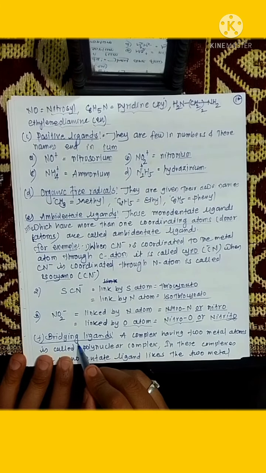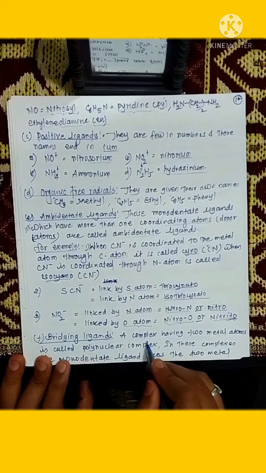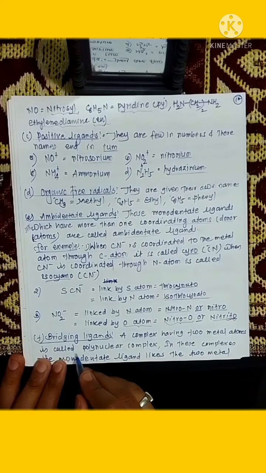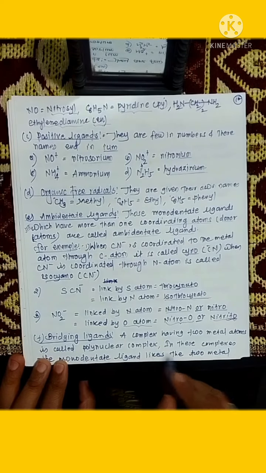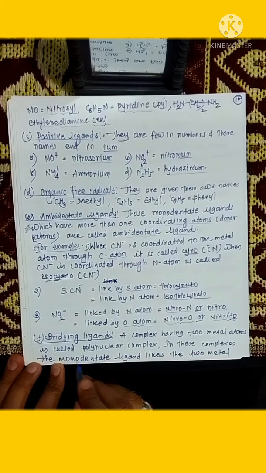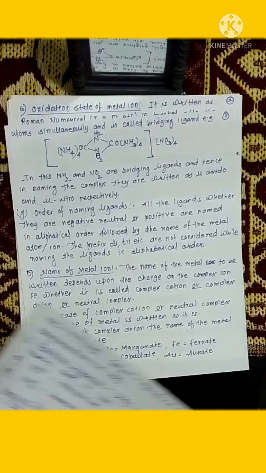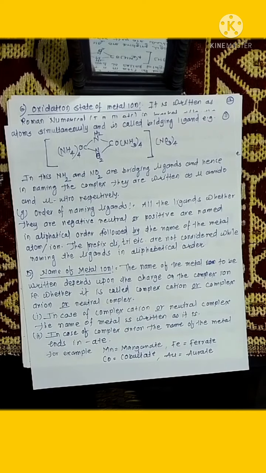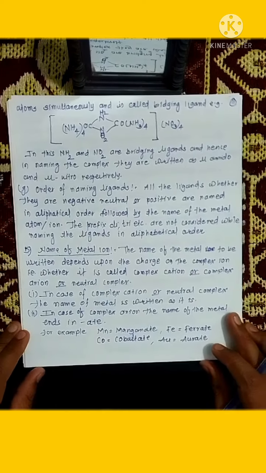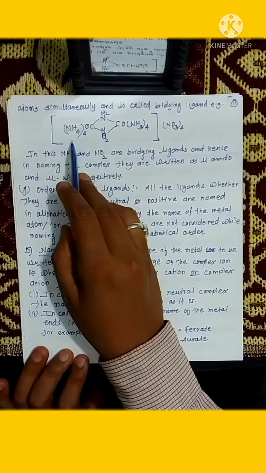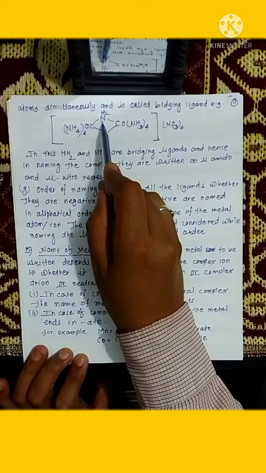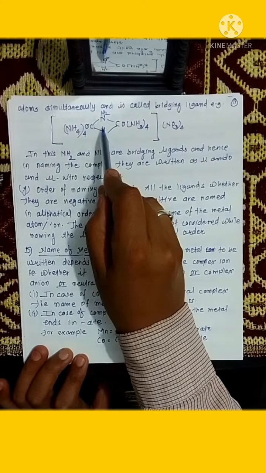Now what is the meaning of bridging ligand? A complex having two metal atoms is called a polynuclear complex. In these complexes, a monodentate ligand links the two metal atoms simultaneously and is called a bridging ligand. Just see in this example, the amine and NO2.